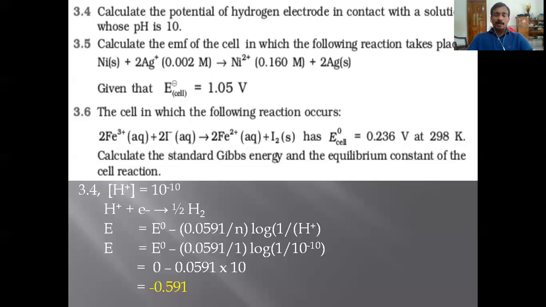What is the equation to calculate delta G0? Delta G0 is equal to minus N F E0 cell. Substitute the value of E0, 0.236. N already we mentioned, 2. F 96,500. If you substitute, we will get the value of delta G0. After getting delta G0, we can calculate Kc using the equation delta G0 is equal to minus 2.303 RT log Kc. I'll substitute the values and find out the answers.